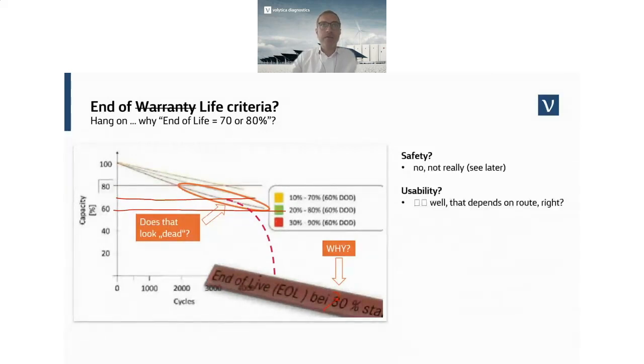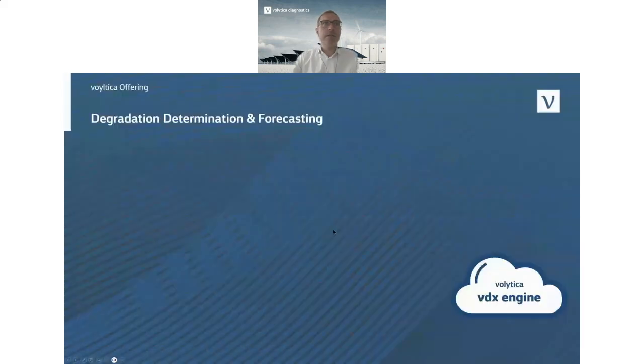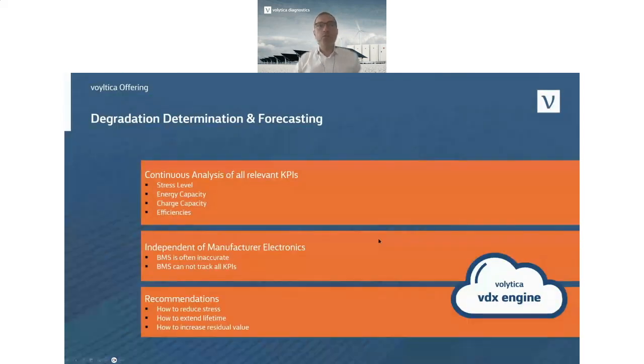So I might directly jump there. I think there is nothing else coming. Briefly that. So what does Volutica do here? We continuously analyze all these KPIs. What is the stress level? How stressful is the operation? What is the actual energy capacity? What is the charge capacity? We look at all the efficiencies.